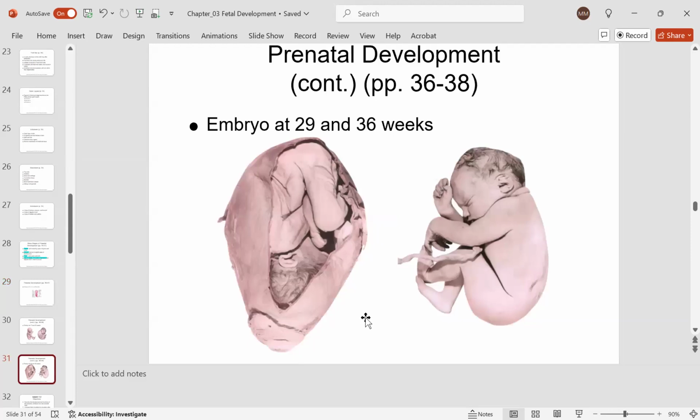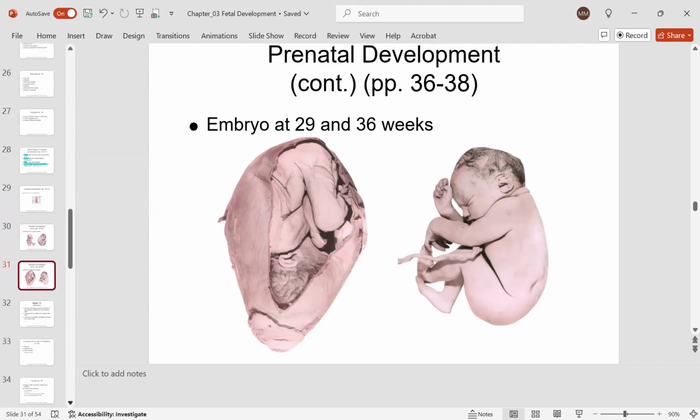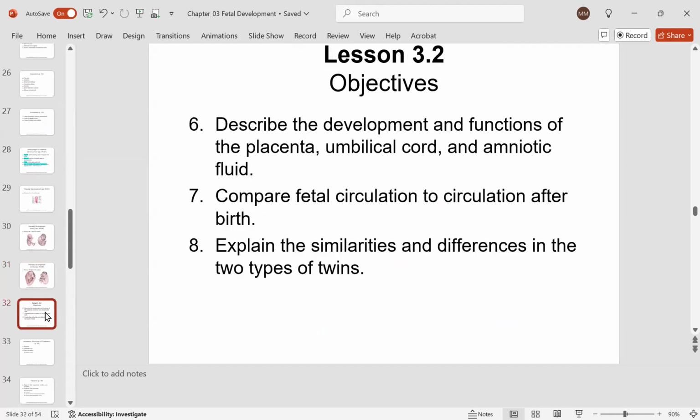And then when we look at prenatal development, here's 29 weeks and 36 weeks. And it's really not an embryo anymore. It's a fetus at this point. So you can see the intrauterine. Here's the fetus, right? Look, it's basically a baby, right? Looks like a baby, but still not completely cooked. Needs to cook a little bit more.